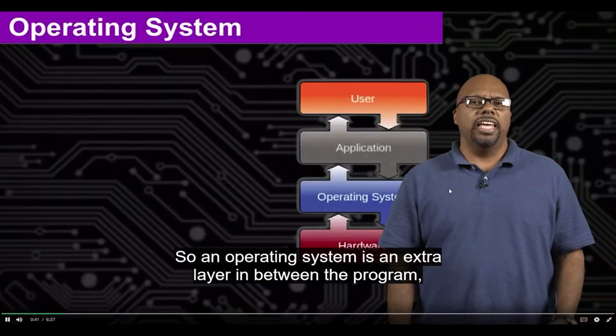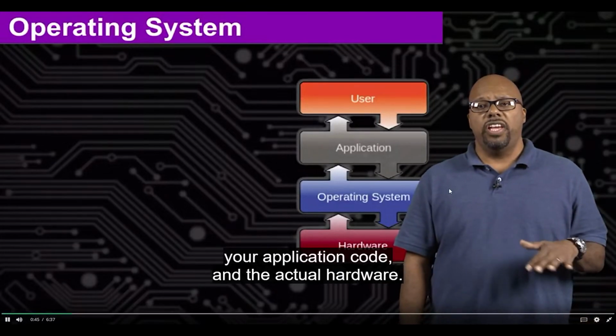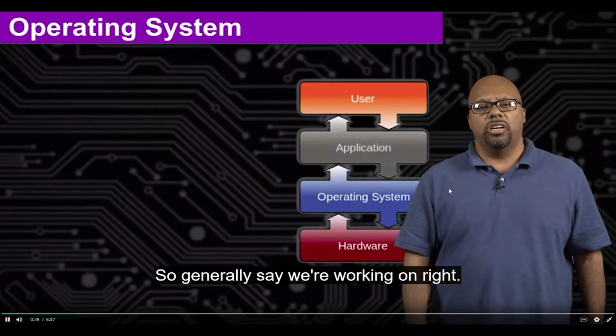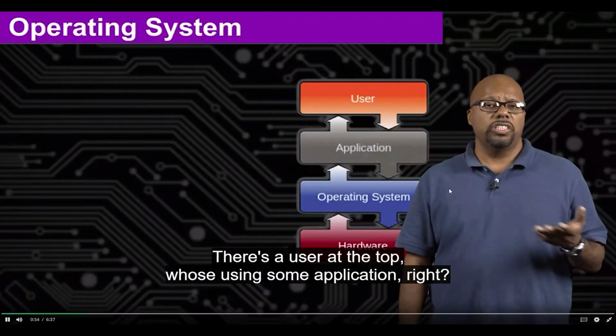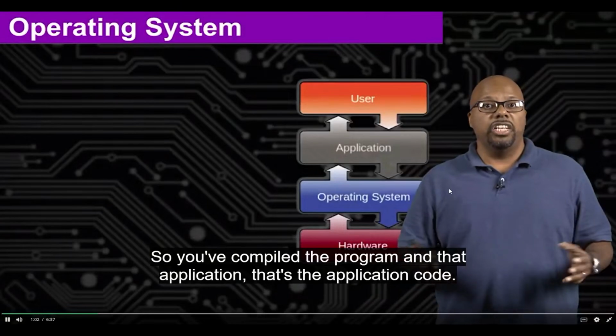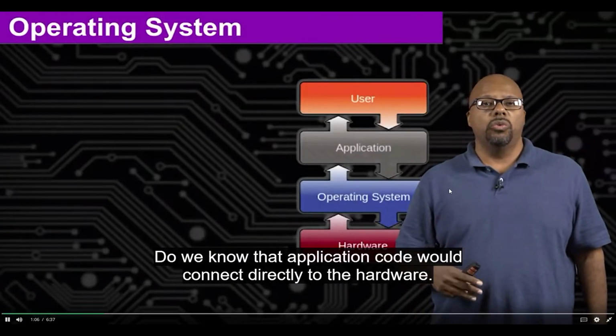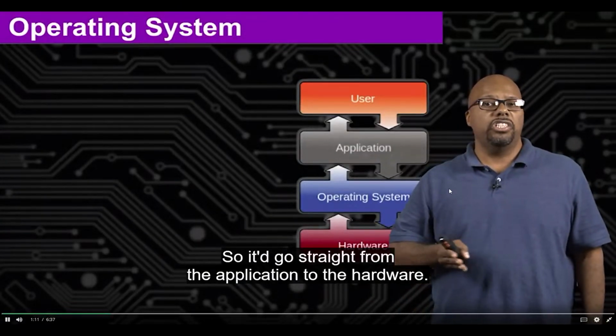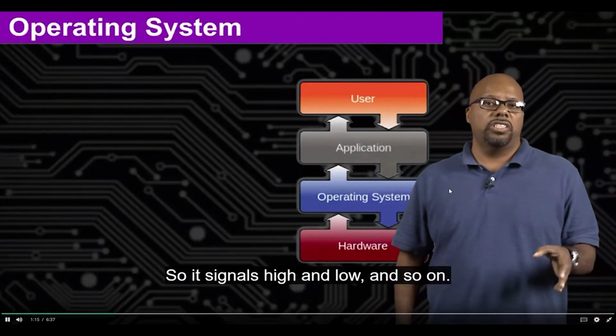An operating system is an extra layer in between your application code and the actual hardware. Say we're working on an Arduino. There's a user at the top who's using some application, and by application we mean the actual program. You've compiled the program, and that's the application code. Now, if it were an Arduino, that application code would connect directly to the hardware. It would go straight from the application to the hardware, no operating system at all. The application directly controls the hardware, sets signals high and low, and so on.